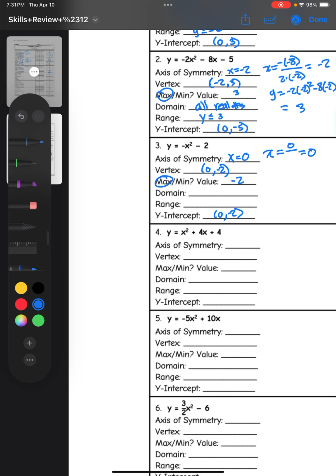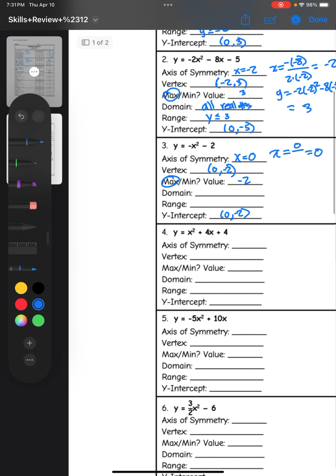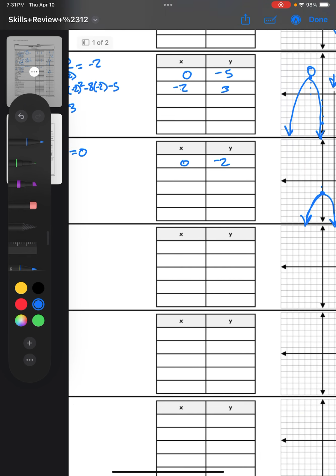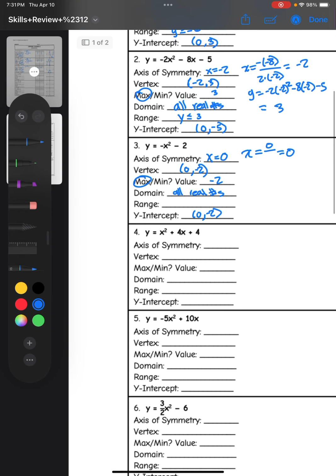Then our domain. Any restrictions on x? Actually, no. It's just all real numbers. Like I said, it's going to be all of them. And our range. Any restrictions on y? Well, it can't be greater than our negative 2, right? So our y must be less than or equal to negative 2.